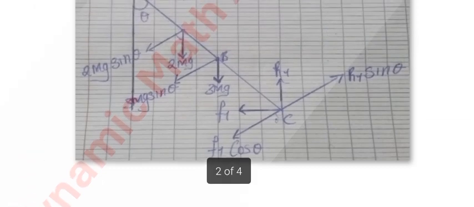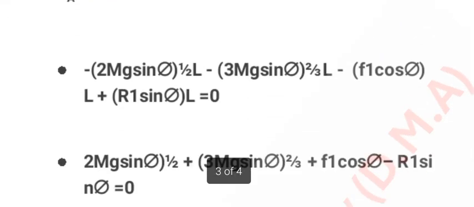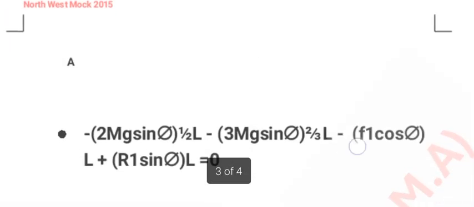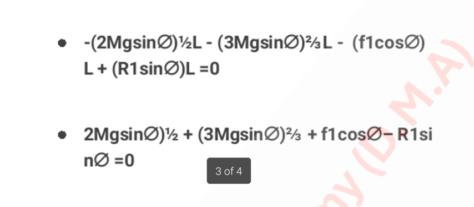Now we are on point C, minus f1 cos theta. Then what is the distance from point C to point E? The distance from point C to point E will simply be the length of the ladder. That's f1 cos theta times the length of the ladder L, plus r1 sin theta. Yes, plus because it is going in the anti-clockwise direction. That's it, r1 sin theta. Okay, you are equating everything to be equal to 0.